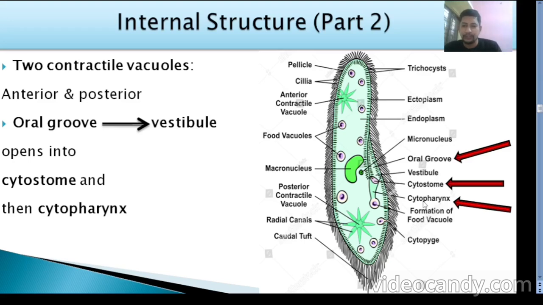Then you can see that from this cytopharynx food vacuoles are formed, and the waste food goes out through the cytopyge. It is like an anus. Actually, it is not an anus, but you can assume it functions like an anus. It helps in removal of waste. So these are the different parts of the digestive canal.